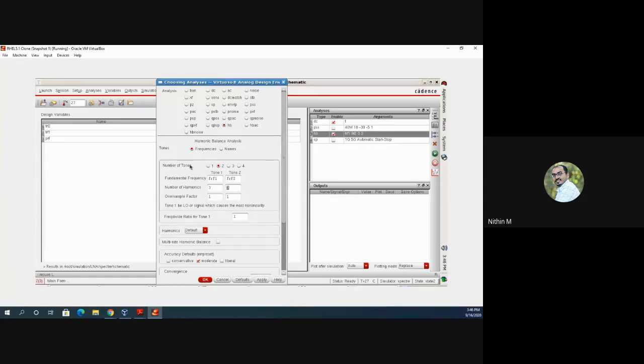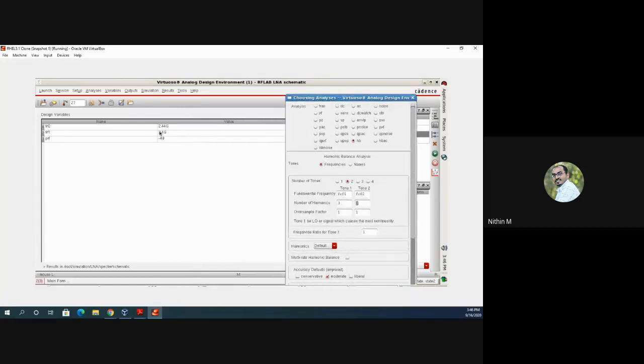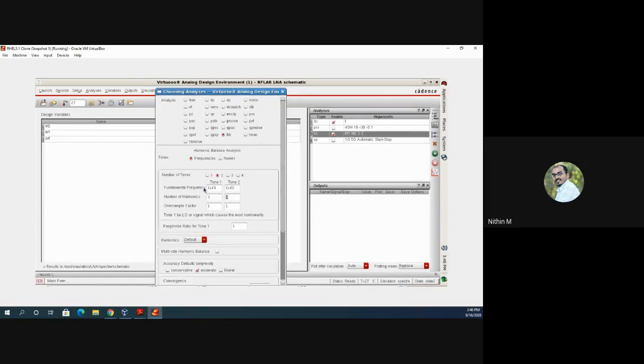I have kept the number of tones as 2, because I want to know what components come at the output of a non-linear system, in this case an amplifier, when you have 2 tones at the input. So I have marked them as FRF1 and FRF2, and I have already given those frequencies their values. One is 2.4 giga and another one is 2.44 giga, both with the same amplitude, which is minus 40 dBm.